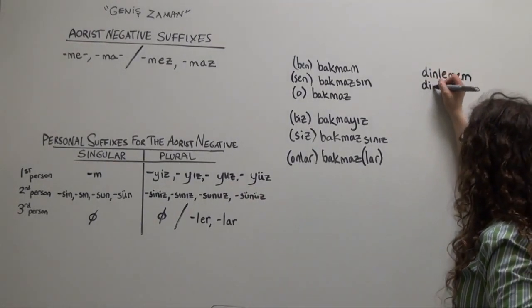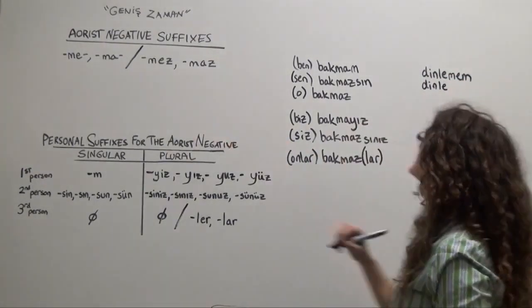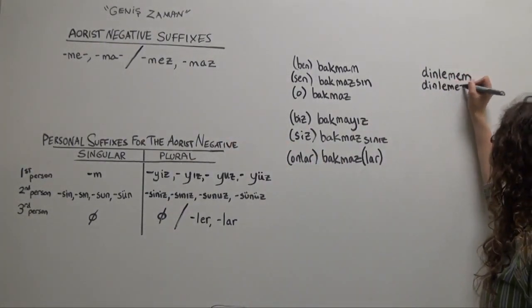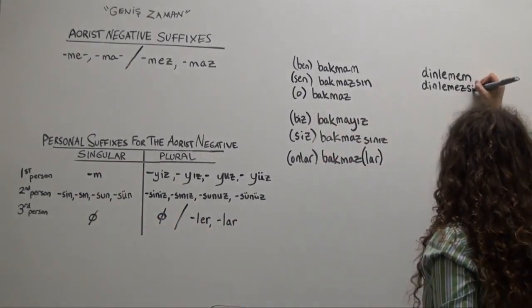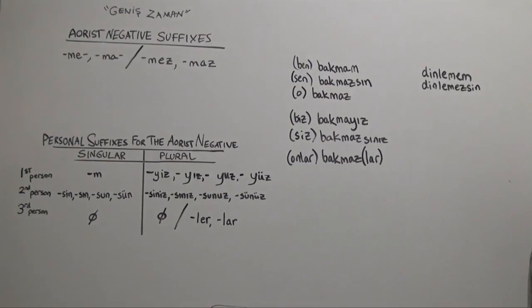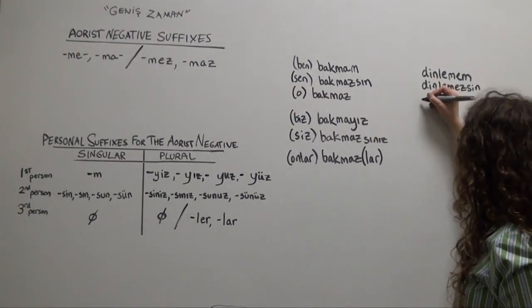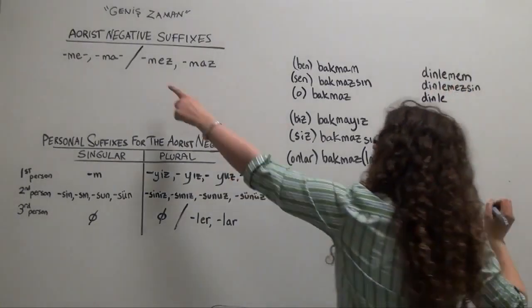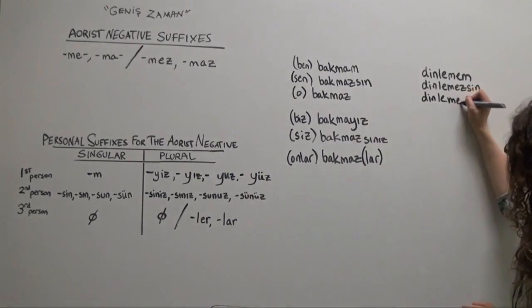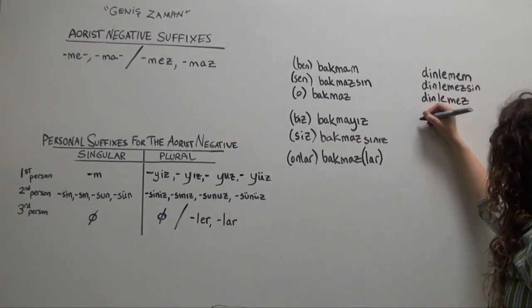Sen dinlemez. Sen dinlemezsin. Sen dinlemezsin. You don't listen or you won't listen. O dinlemez. And we don't have a personal suffix we need to add.